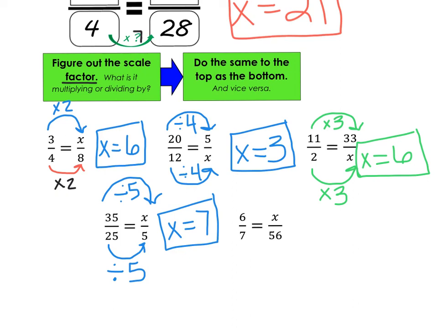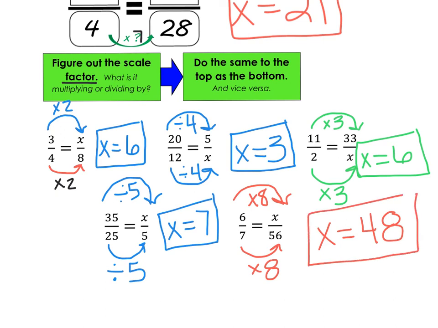Okay, last one. I'm going to check, how do I get from 7 to 56? I am getting bigger, so I am multiplying. And 7 times 8 is 56. So if I'm multiplying the bottom by 8, I have to come up top and multiply the top by 8. So 6 times 8 is 48. And that is how we find equivalent ratios.